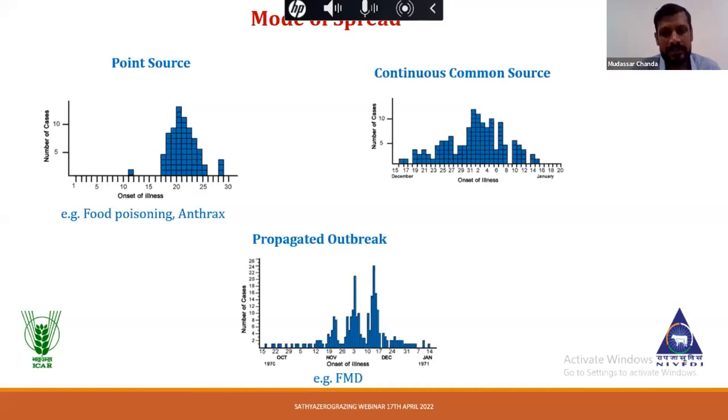And propagated outbreak is something like foot and mouth disease. This is a very good example of that, because once you have that, the disease is transmitted from one animal to the other animal. So when you plot the graph, you'll know what kind of outbreak it is. This will help you to come to a conclusion whether this is anthrax, FMD, or any other disease.